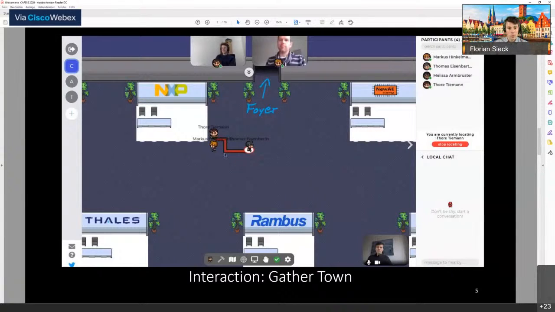Then you will be shown a red line here. I try to locate Tore, and you can just follow the line to see the person and interact with the person. You can change your avatar here. You can increase and decrease the area where people can hear you with this button. You can even share your screen. And if you want to interact with a booth or with other things in GatherTown, you just press the X button. You will also be shown that option here.